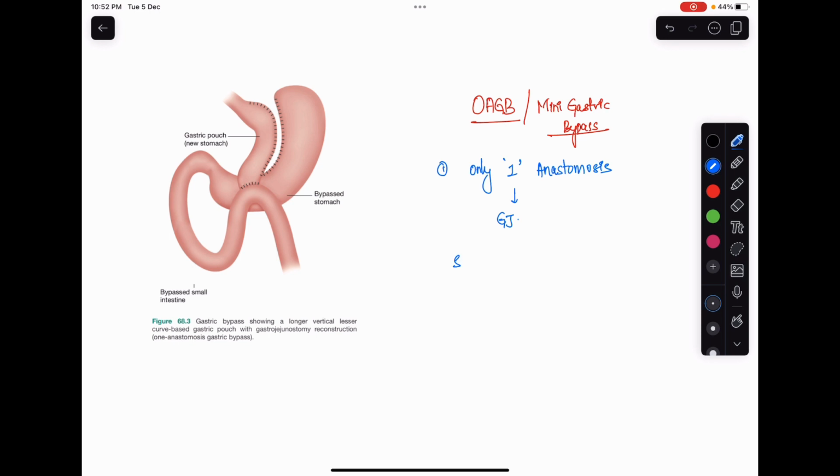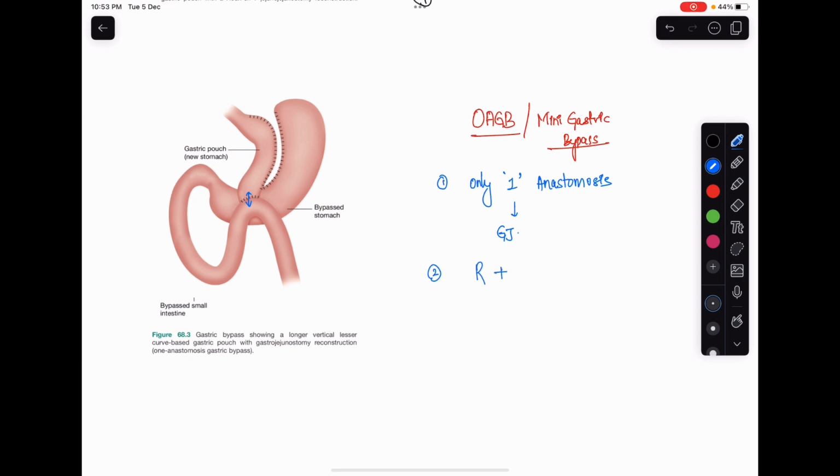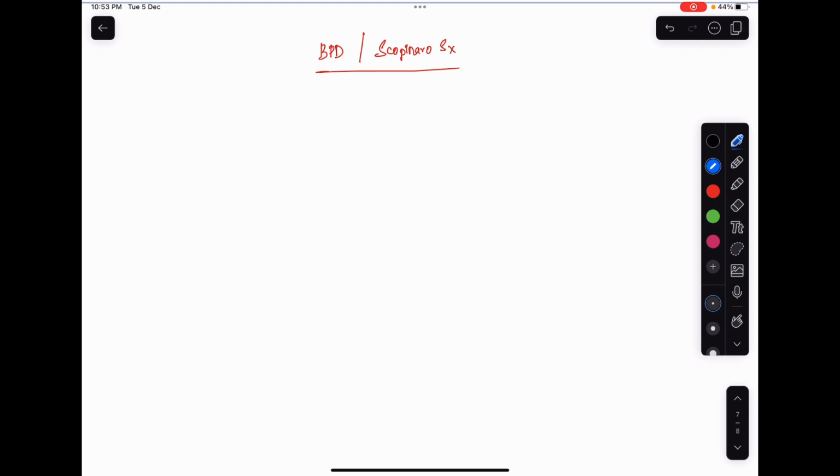As you can see in the figure, with a linear stapler, we are dividing the stomach, creating a small gastric pouch, and we are anastomosing that end of the pouch with the jejunum. That is, we are doing gastrojejunostomy. This is also both restrictive and malabsorptive type, where it is mostly restrictive. It causes weight loss by both restrictive and malabsorptive manner, more of restrictive type.